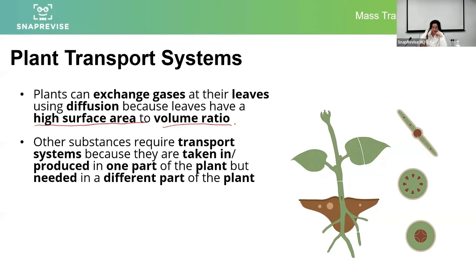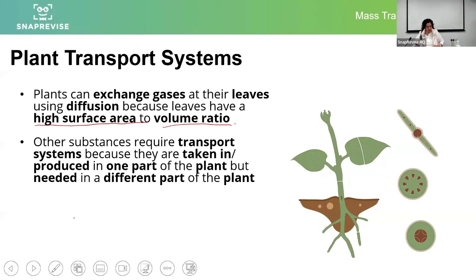Other substances, though, basically the substances that are taken in by the roots, as well as substances that are made in the leaf, namely glucose, but also amino acids and lipids, are either produced in one part of the plant or absorbed in one part of the plant, so they need to be distributed to the rest of it.